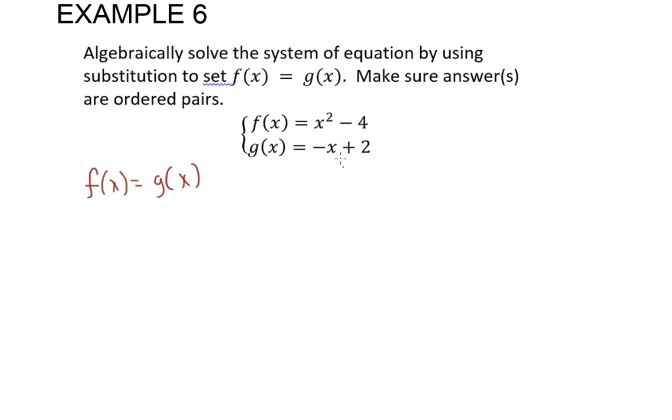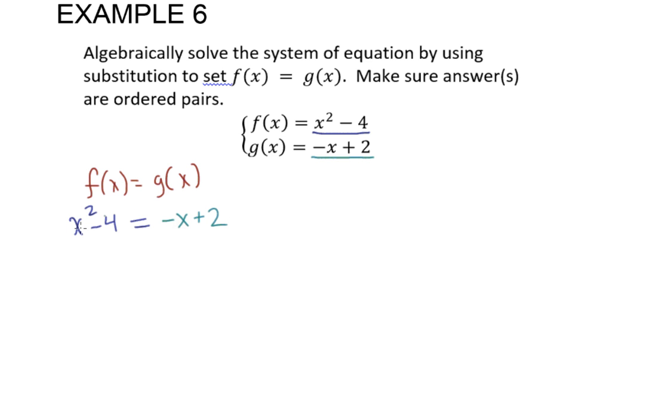We know that f of x is x squared minus 4. So we're going to take x squared minus 4 and put it in place of f of x. We also know that g of x is negative x plus 2. So we take negative x plus 2 and replace it. And now we solve this.